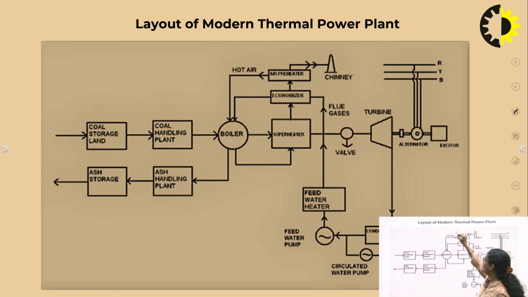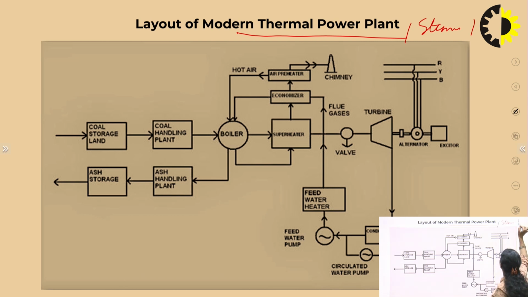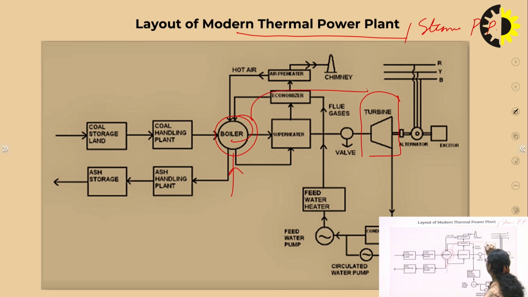Now coming to the layout of a modern thermal power plant or steam power plant. When we talk about the thermal power plant or steam power plant, these are the basic elements that we have to cover. Starting with the boiler, this is the boiler. In the boiler, the water is fed in and the steam is supplied to the turbine. This is the second element of the steam power plant. First is the boiler, second one is the turbine, and then the condenser, and then the pump.